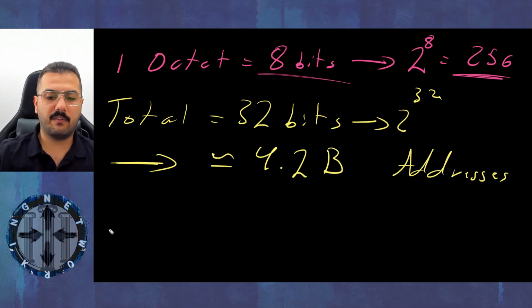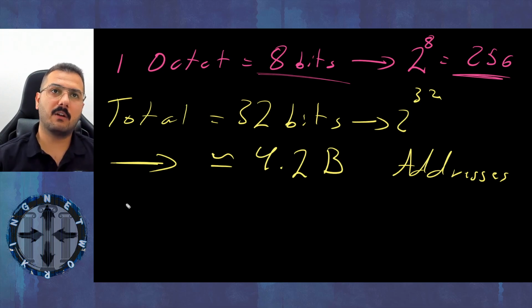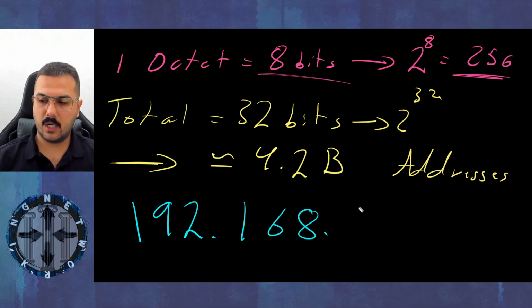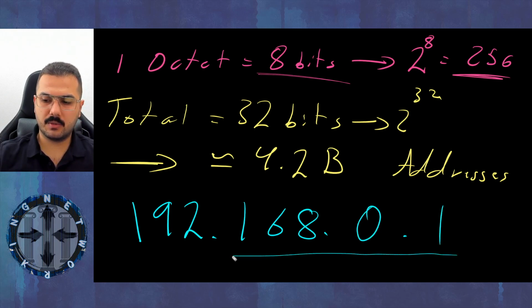One of the most famous IPv4 addresses known and used in the world, you might have seen it so many times, or you might have gotten bored with it because it has been repeated a thousand times, is 192.168.0.1. This is one of the most famous IPv4 addresses in the world.